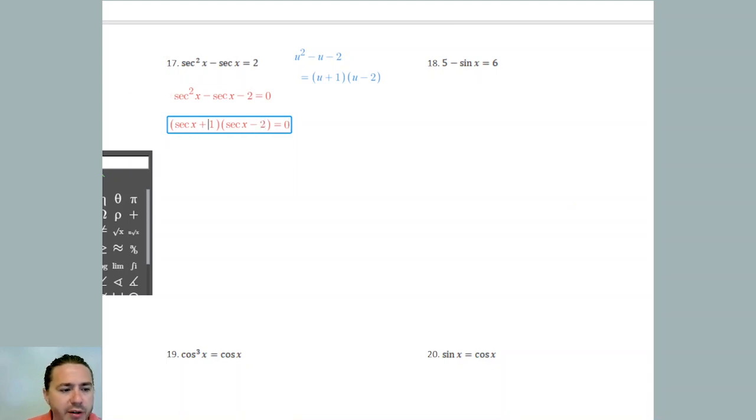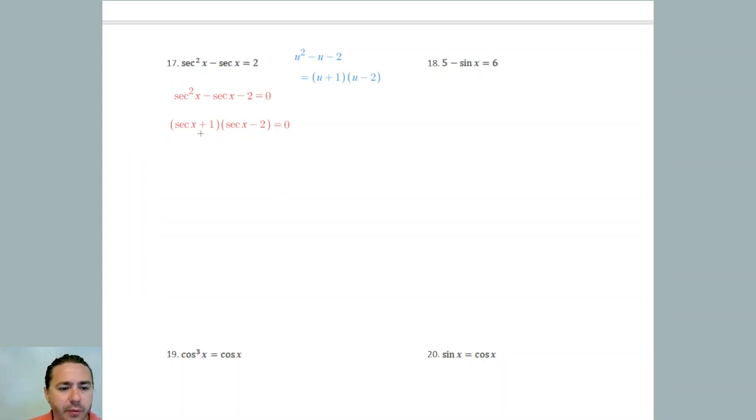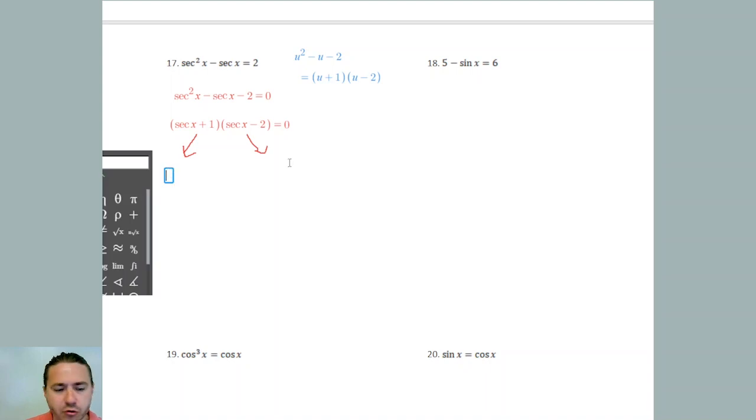Okay, so now we're going to set each one of these equal to 0, and we're going to solve them individually. Over here, if I subtract 1 from both sides, I get secant x equals -1. And over here, if I add 2 to both sides, I get secant x equals +2. So we don't want to be looking for these on the unit circle, the secants. Let's reciprocate both sides. The reciprocal of -1 is just -1, which is kind of nice, so I don't actually have to change anything there. And then the reciprocal of 2 is 1/2. So cosine of x equals 1/2.